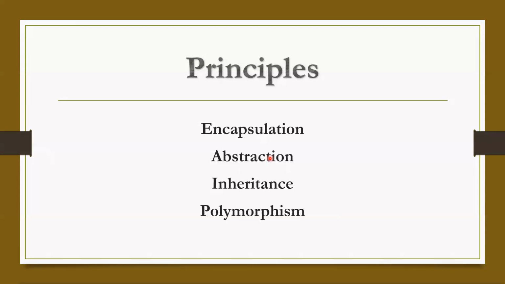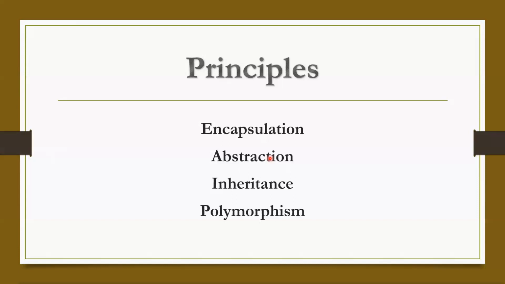Next one is inheritance. Classes can reuse code from other classes. You can inherit certain methods or attributes from the parent class. So this is what you call inheritance. You inherit certain things from the parent class.